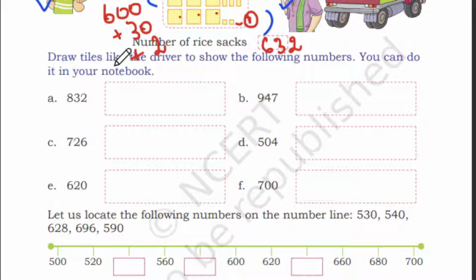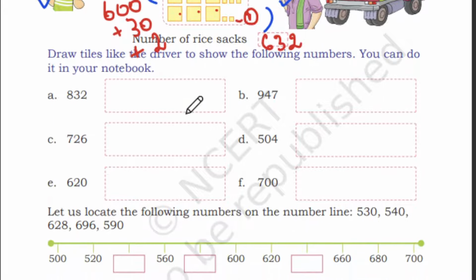Next. Draw tiles like the one above to show the following number. You can do it in your notebook. Okay. So you have to do these in your notebook. This is also an important question for your exam. Now they have given 832. So let me use a different color to show you. For hundreds, I'm going to use red.